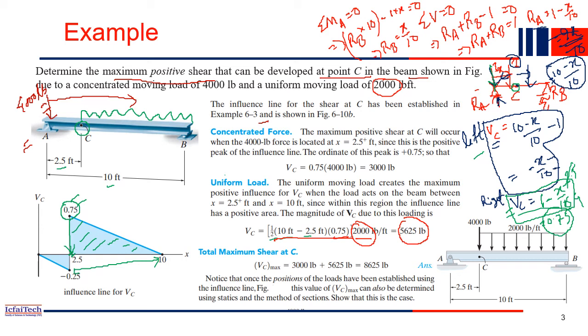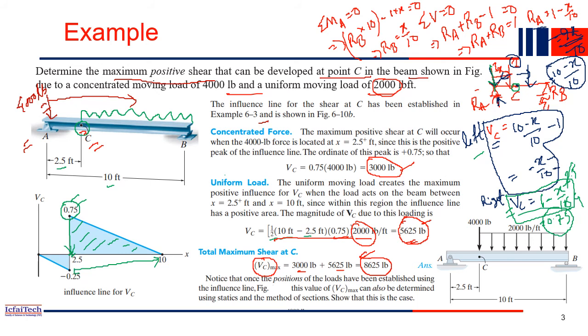So the maximum shear force because of the concentrated load we computed as 3000, and 5625 is the maximum shear force at C because of the UDL. Now the question says both the loads are acting together. That means both loads will act together, so just add them and you will get the total Vmax. This is the maximum shear force that will be developed at point C.